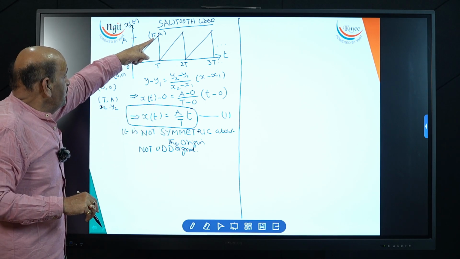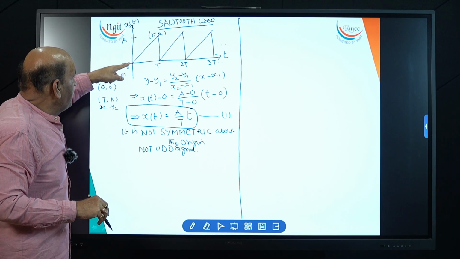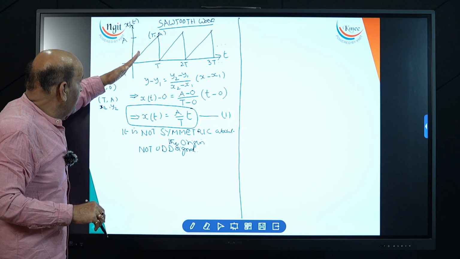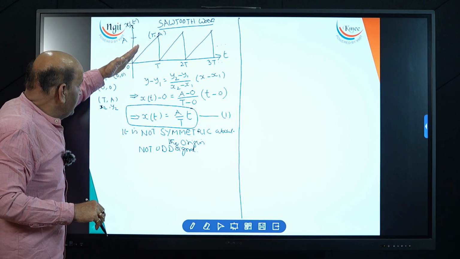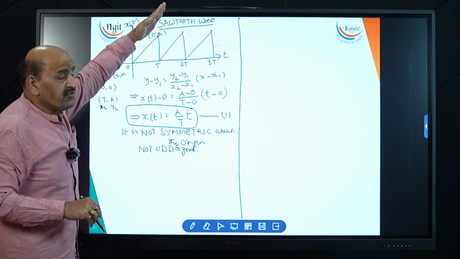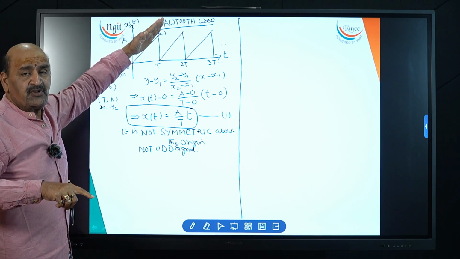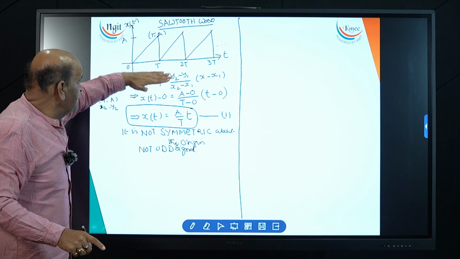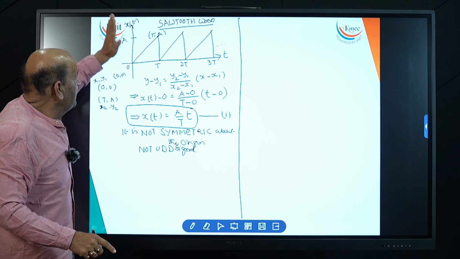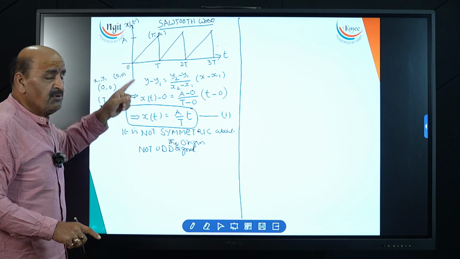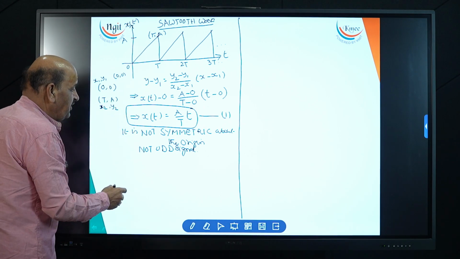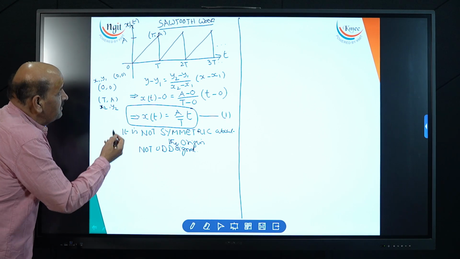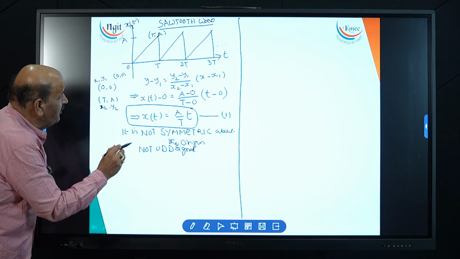Look at this: the line is extending from 0 upwards. There is no equivalent connecting line below the axis. If there were a line below the axis like this, it would be symmetric about the origin and would be an odd signal. But here there is no extension below the graph, only above. It is not odd. Very important point, remember. Now the signal is not odd, therefore we have to verify this. It is not even either. Not odd, not even.